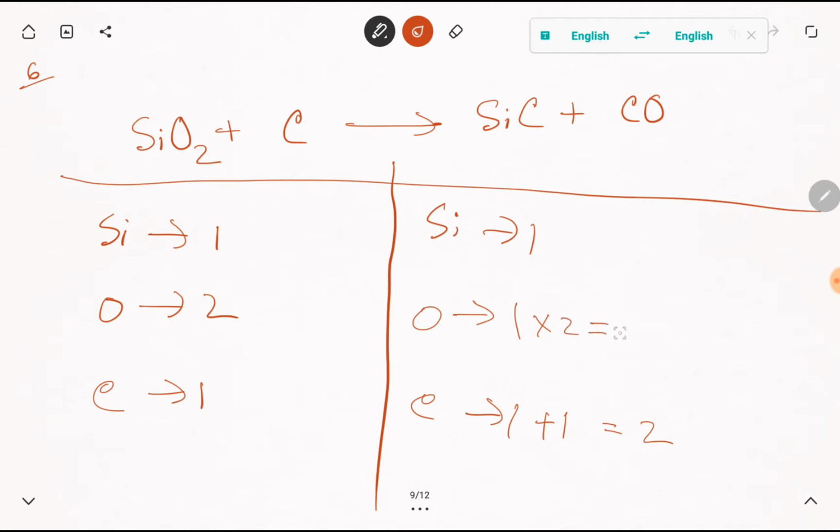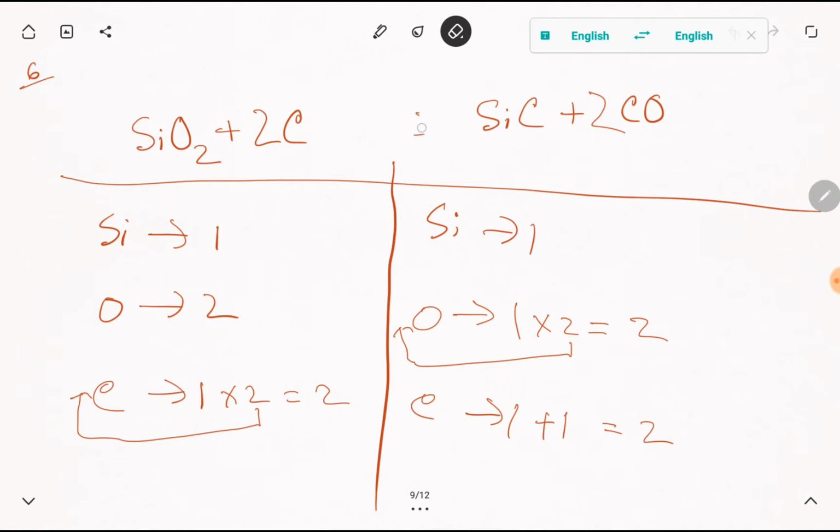So to balance the oxygen I multiply here by 2, that gives me 2. These 2 must come before this oxygen, that is here. If I place here 2, the number of carbon will be 2, the number of oxygen will be 2. So look, silicon 1 1, oxygen 2 2, carbon here 1 but here 2. So to balance the carbon I can simply multiply here by 2, that gives me 2. These 2 must come before this carbon, that is here. So now everything is balanced. At last you can change this arrow sign by equal sign. Okay, let us consider another example.